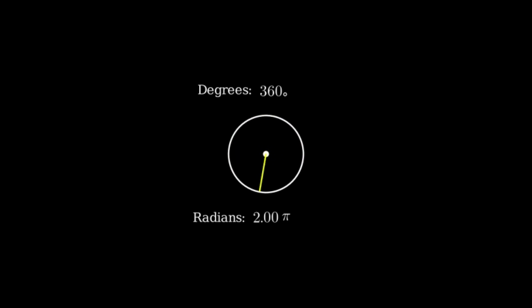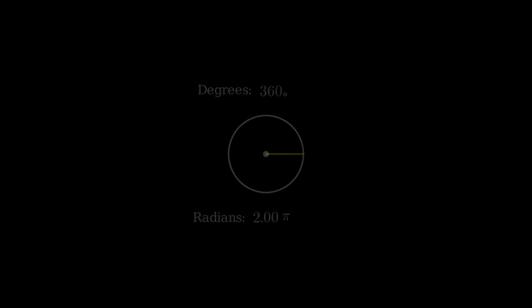You'll notice that degrees increase from 0 to 360, which you're probably familiar with. At the same time, radians increase from 0 to 2 pi, which is approximately 6.28. As you've just seen, a complete circle can be measured as either 360 degrees or 2 pi radians. This means that 180 degrees equals pi radians and 90 degrees equals pi over 2 radians. These two systems are just different ways to express the same angles.